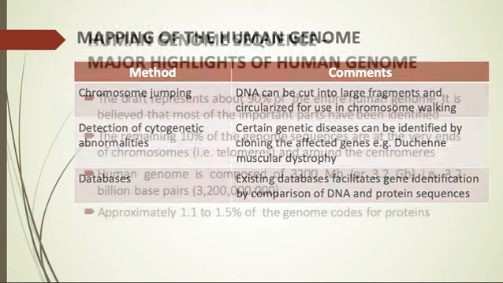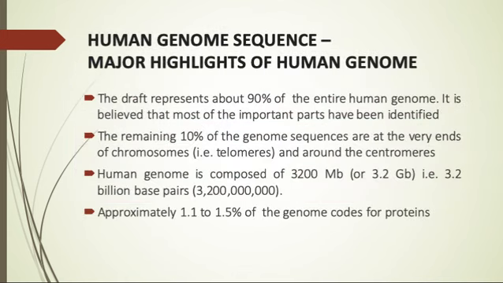And then you have some highlights of the human genome. That is, the draft represents about 90% of the entire human genome. It is believed that most of the important parts have been identified. The remaining 10% of the sequence is at the ends of the chromosomes, like the telomeres, and also around the centromeres.